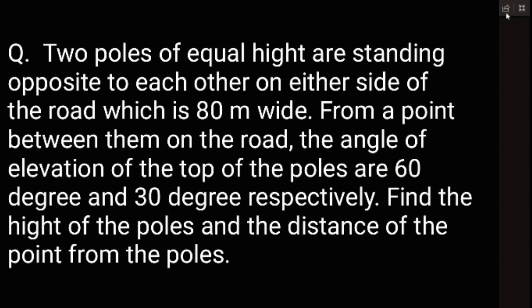Two poles of equal height are standing opposite to each other on either side of the road, which is 80 meter wide. From a point between them on the road, the angle of elevation of the top of the poles is 60 degrees and 30 degrees respectively. Find the height of the poles and the distance of the point from the poles.